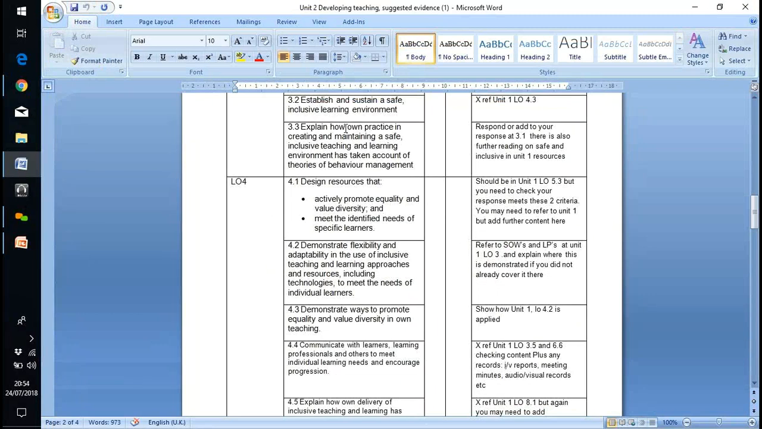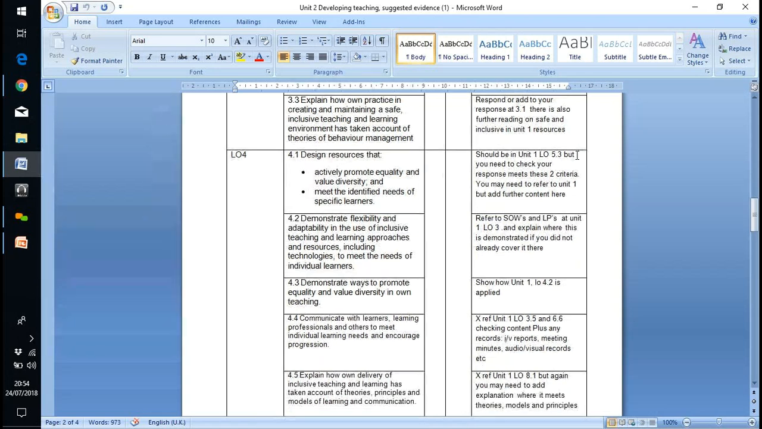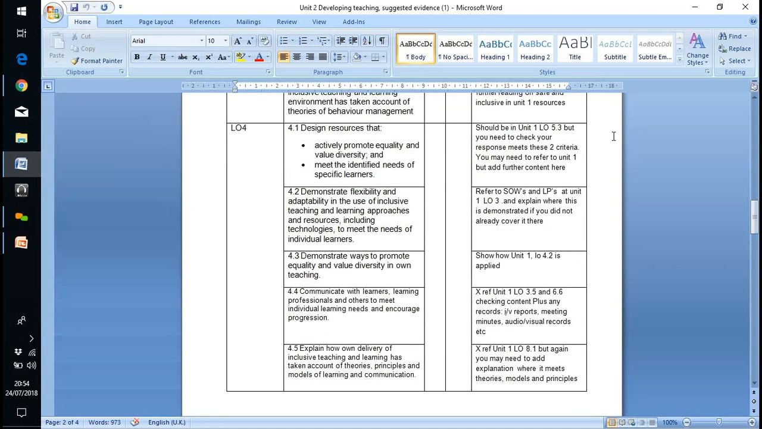So again, 3.3 will go on from there, to explain how your own practice in creating and maintaining that safe and inclusive teaching and learning environment has taken into account theories of behaviour management. So again, how to respond to your response at 3.1, there is also further reading on safe and inclusive in Unit 1 resources. So I changed that. I put that on last week, didn't I? I added that bit because I realised they were in Unit 1, which I hadn't done before when I read through it.